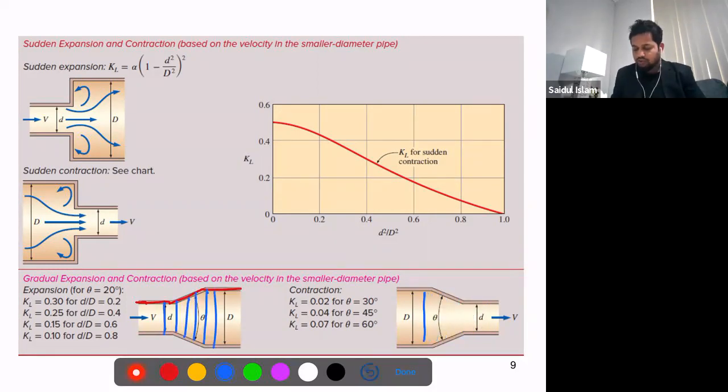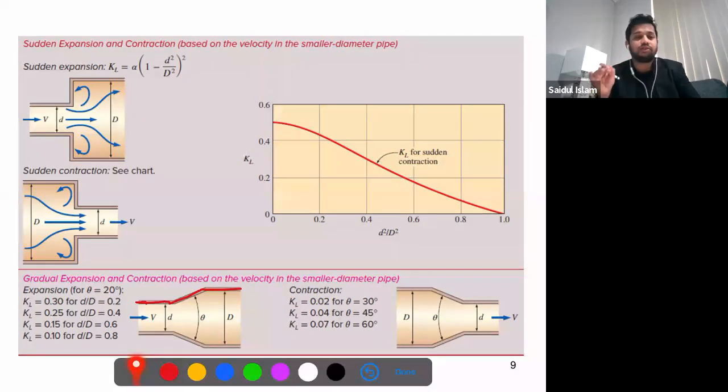So this is important. Do you think this slide contains a lot of information? This is sudden expansion, gradual expansion. When it is sudden expansion, you can use this chart and calculate the loss coefficient, the minor loss coefficient. How can you do that? It is this one for sudden contraction. What do you need? You need to know this diameter D and this diameter D. So for example, let's say this is 2 millimeter, and this is 1 millimeter.